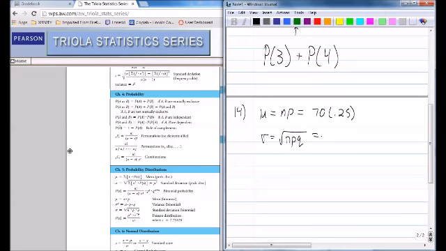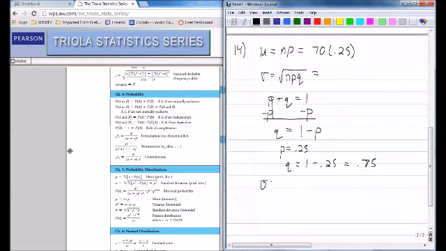Alright, we were given n and p, but we weren't given q. That's okay, because we can figure q out. Remember that p is success and q is failure, so p plus q must always equal 1. The probability of something happening and not happening adds up to 1. So q is always 1 minus p. If p is 0.25, then q is equal to 1 minus 0.25, which is 0.75.